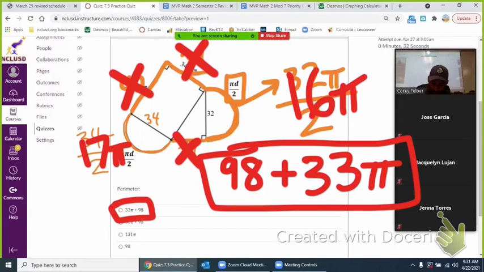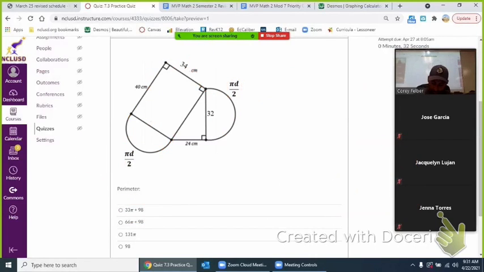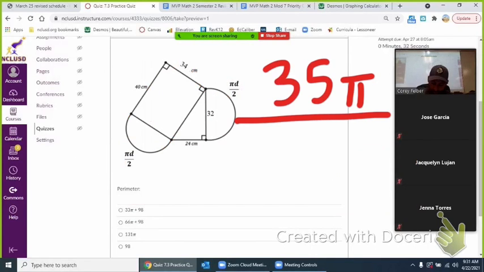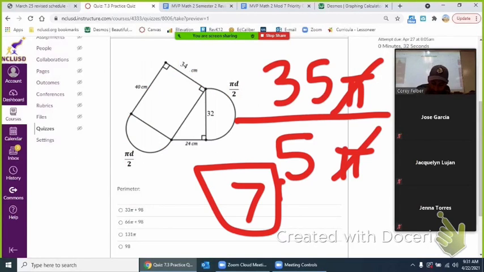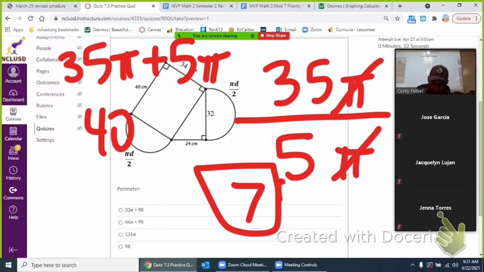So when you start combining pies, just think about combining like terms. You can add two things with the pi, and then you just add the numbers and put a pi next to it. You could divide by pies too, like pi divided by pi, they would cancel out. 35 divided by 5 would be 7. We can add them like we just did. 35 pi plus 5 pi would be 40 pi.